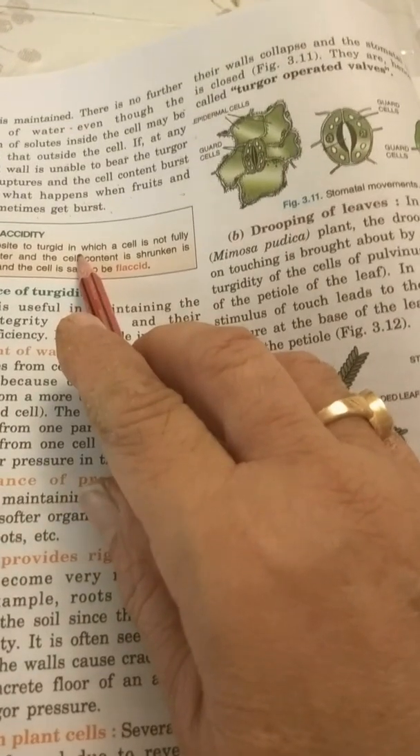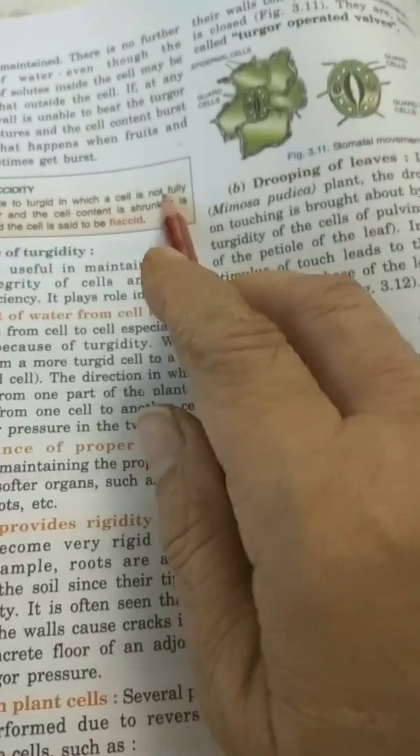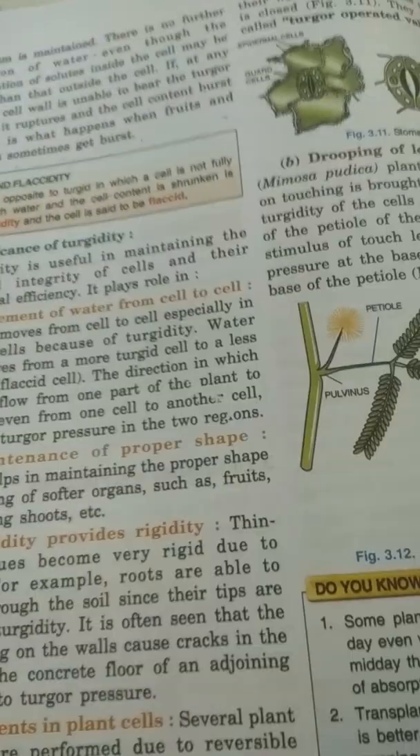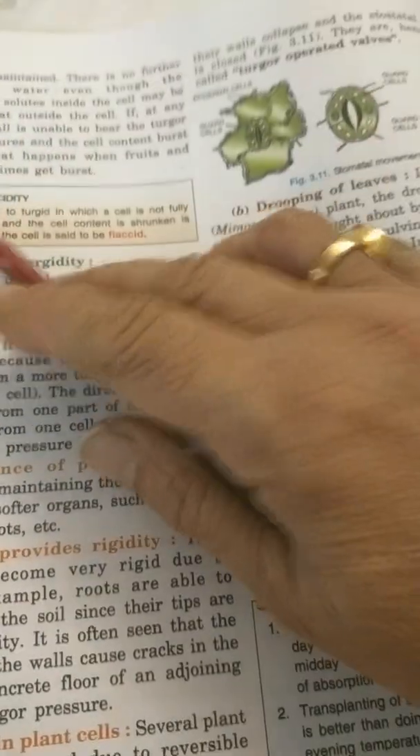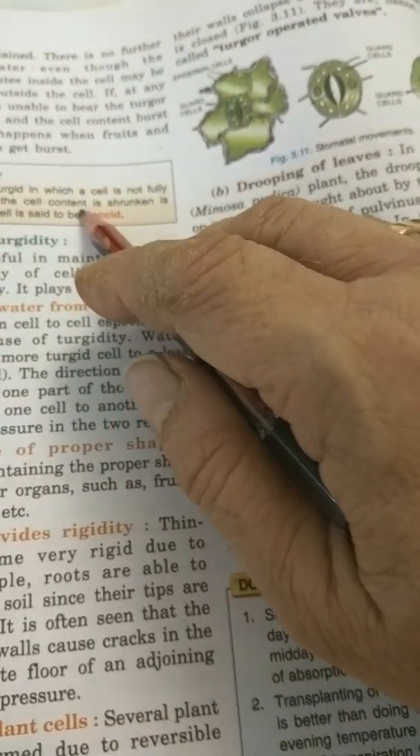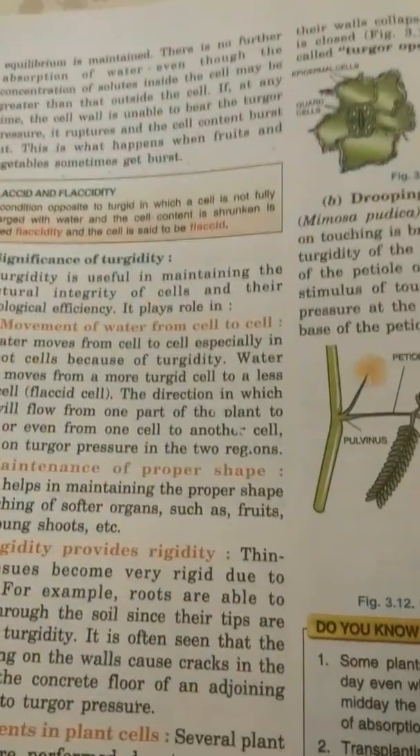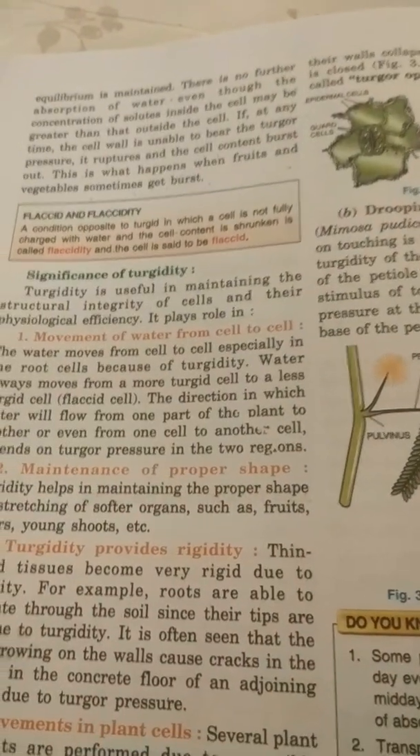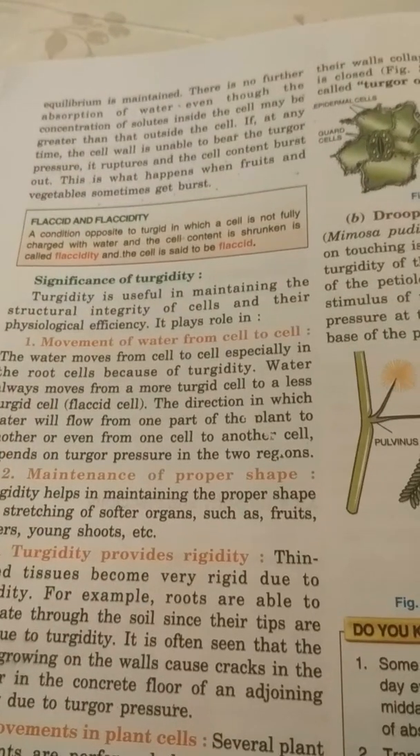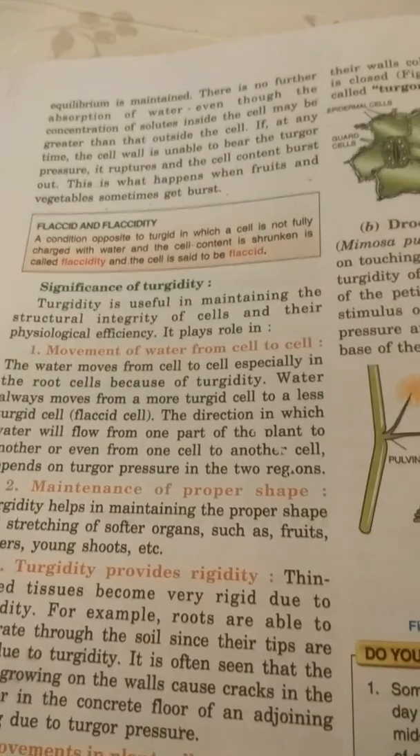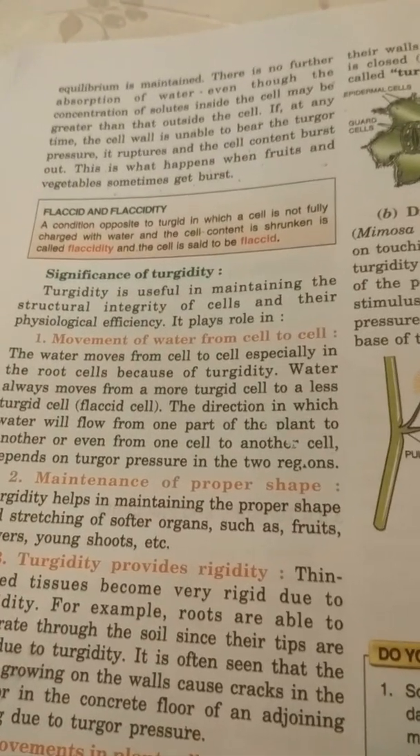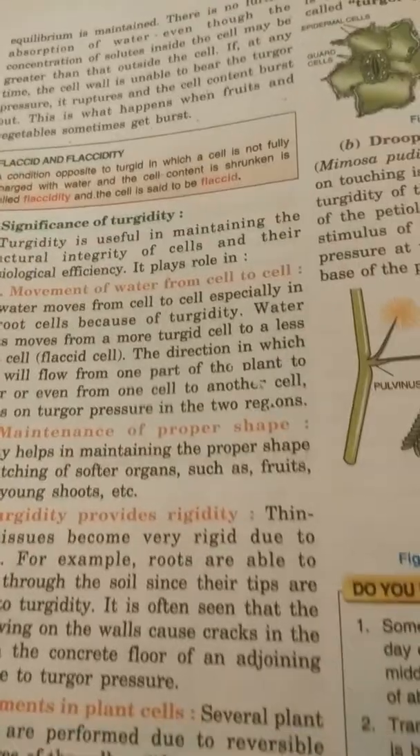Now, a condition opposite to turgid. Turgid means a swollen cell, a cell fully charged with water. The opposite of turgid, where the cell is not fully charged with water and the cell content is shrunken, is called flaccidity, and the cell is said to be flaccid. That is, a shrunken cell with less water in it is said to be flaccid. It is not charged with water and it is opposite to turgid.